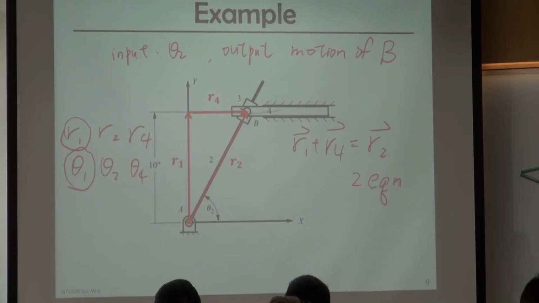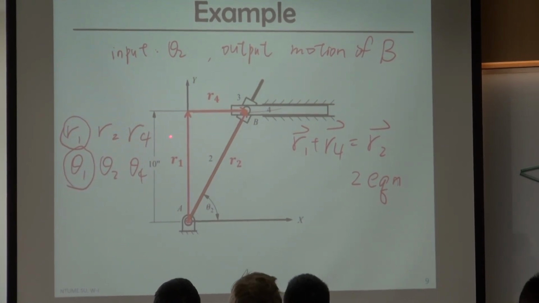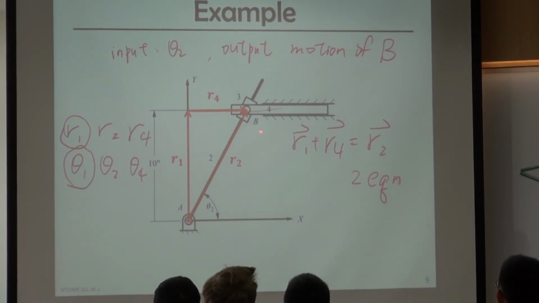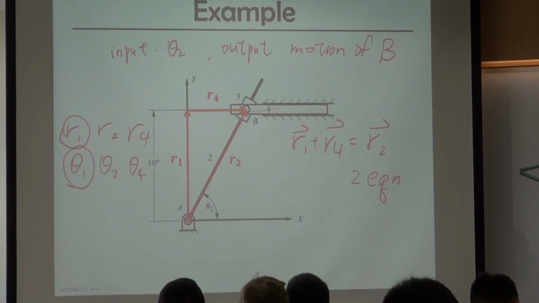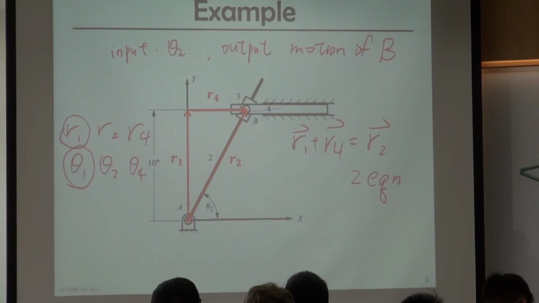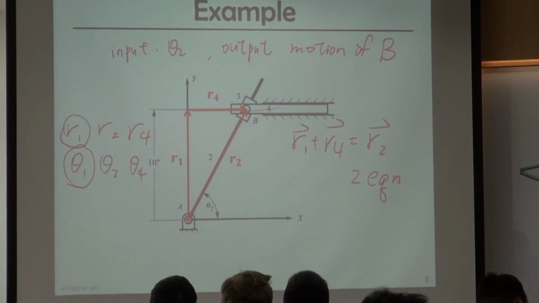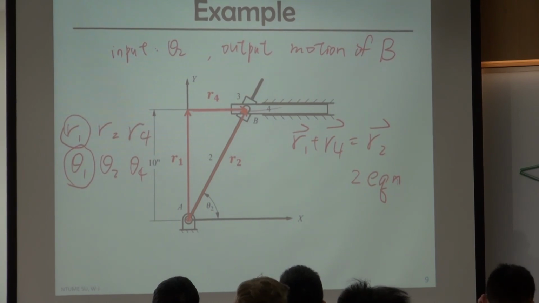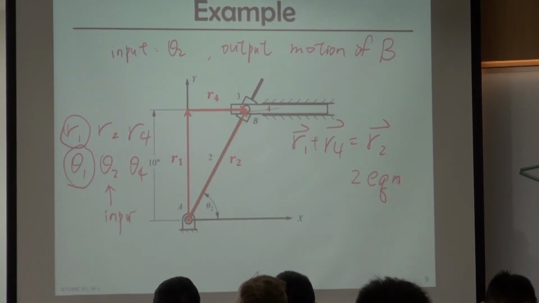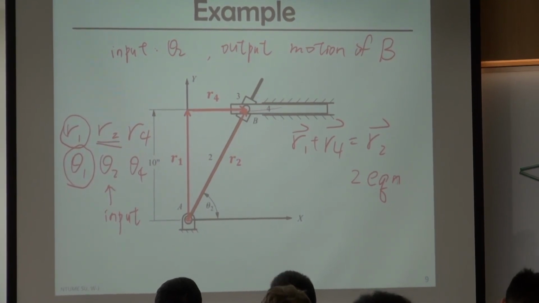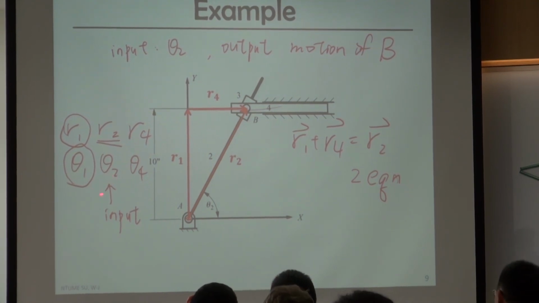And how about R2? If you rotate this bar, R2 is going to change. The length is going to change. And right now we say the input is theta 2, so theta 2 is known, it's the input. And R2 is unknown. I put the underline. So R2 is unknown, and theta 2 is the input, so this is known.